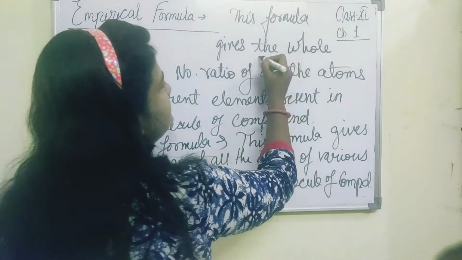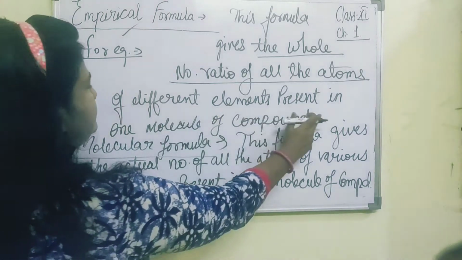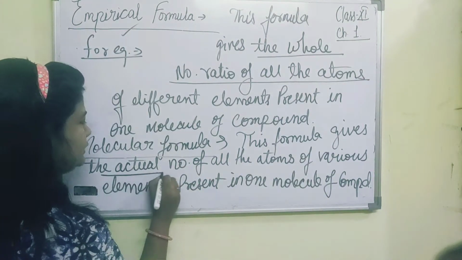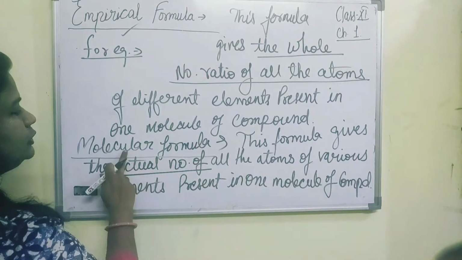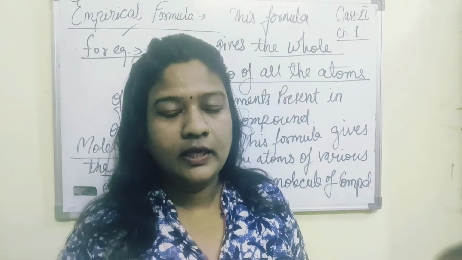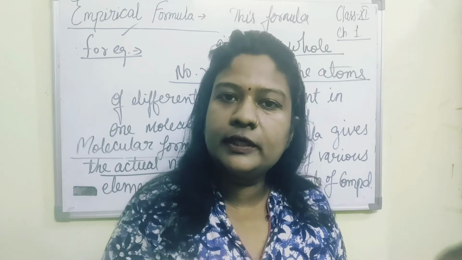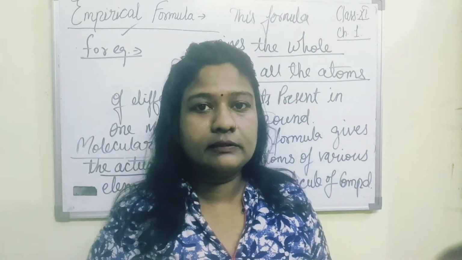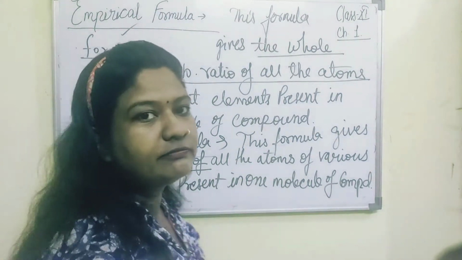Empirical formula: this formula gives the whole number ratio of all the atoms of different elements present in one molecule of compound. But molecular formula gives the actual number. This is the whole number ratio of all the atoms and this is the actual number of all the atoms. This is the difference between the empirical formula and molecular formula. In case of empirical formula, we always see the whole number ratio of atoms of the different elements present in any molecule. But we see only the actual number of all the atoms in case of molecular formula.